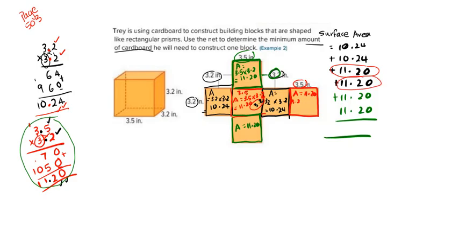Right, let's add that up all together. So we're going to have 4 and 4 is 8. And then 2, 4, 6, 8, 10, 12. 2 carry 1. And then 1, 2, 3, 4, plus that 1 is 5. And then 1, 2, 3, 4, 5, 6. So 65.28 square inches is the total surface area of this rectangular prism. Okay, and that's how you calculate surface area of a rectangular prism.